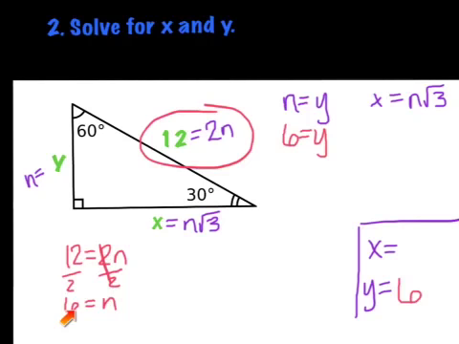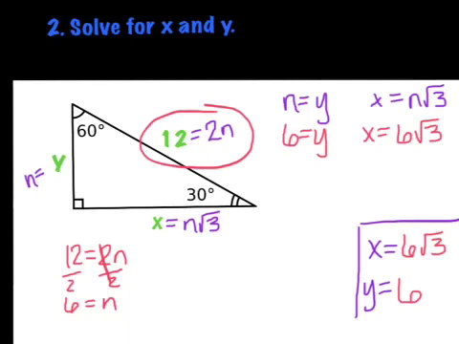Okay, so back over here to x. For x, all we need to know is what n is again. So we just put a 6 right here. So we know that x is going to equal 6 times the square root of 3. So 6 times the square root of 3. So we were able to solve a right triangle without the Pythagorean theorem. Pretty cool.